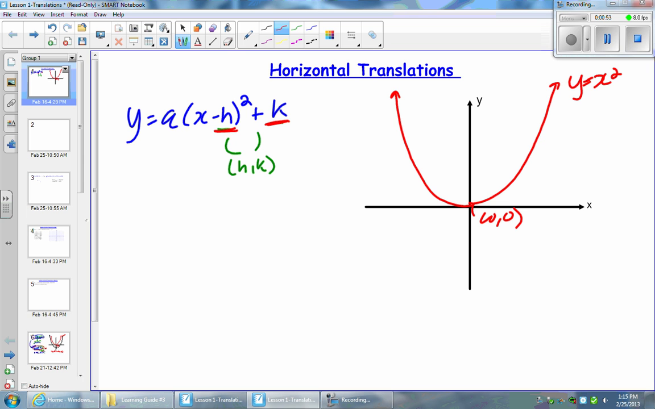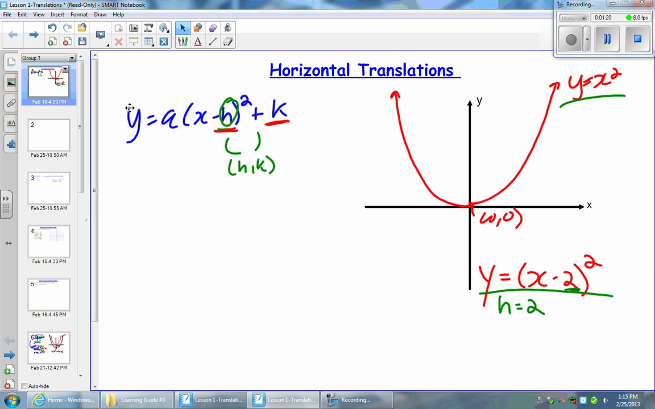Okay, so we're quite familiar with that graph, but what if I took that graph and I changed it around a little bit? If I change this to y is equal to (x minus 2) squared, can you tell me what is the difference between this graph and this graph? What does that 2 do to the graph? Well, that 2 is your h value. So my h value is 2. And what is the k value? Well, there is no k value. We're just adding a 0. So my k value is 0.